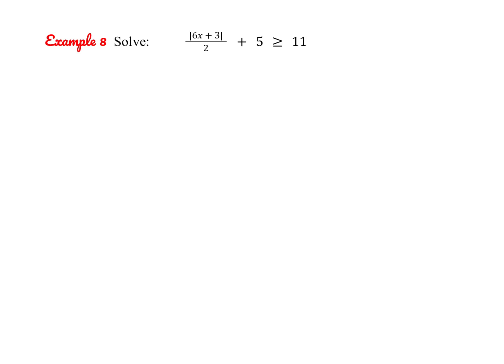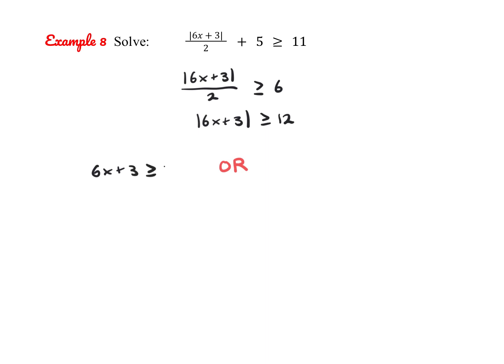All right, let's try another one together. So let's start by isolating our absolute value. So I'm going to subtract 5 from both sides, and then I'm going to multiply both sides by 2. Okay, so for this one, we see that our absolute value is greater than 12. So this is going to be an or problem, which means we don't need to have overlap in our intervals. So we're going to still set up our two cases.